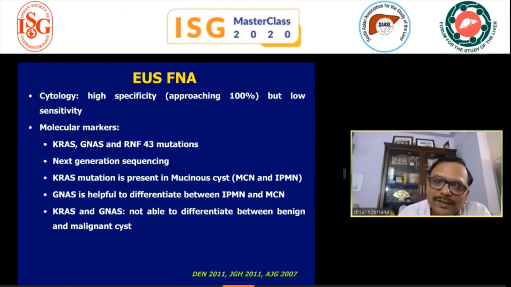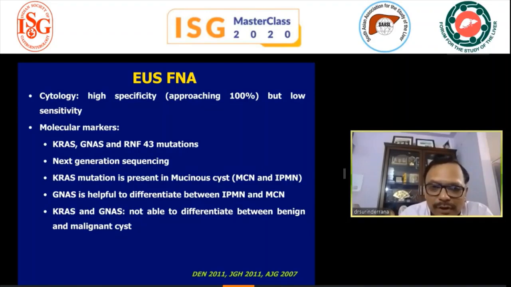Then molecular markers, there is a lot of talk, a lot of literature of late on various molecular markers like KRAS, GNAS, RNF43, and then they do a next generation sequencing using combination of markers. But again, the results are not so encouraging. KRAS mutation is usually found in mucinous cysts like MCN and IPMN. If GNAS is positive, it is a fairly good specific marker for IPMN. The studies which we have done in our center, we haven't found GNAS positivity in IPMN in our country. So we need to evaluate it further.